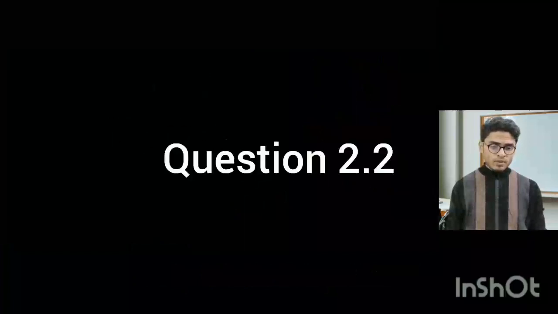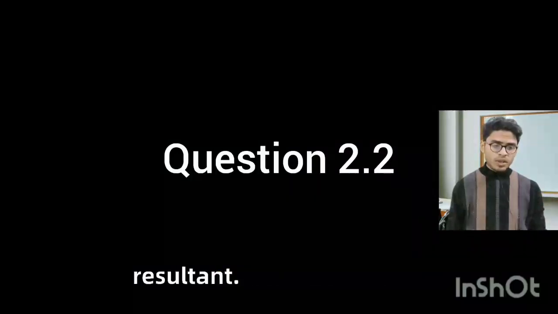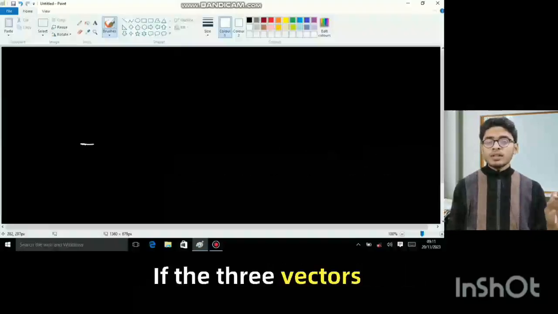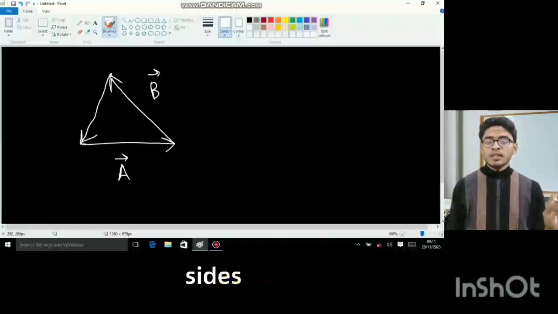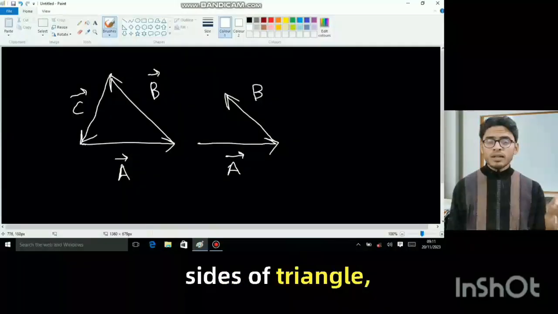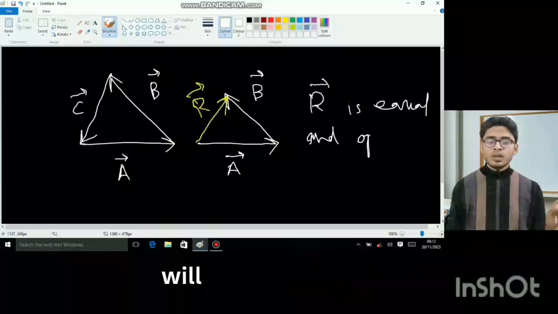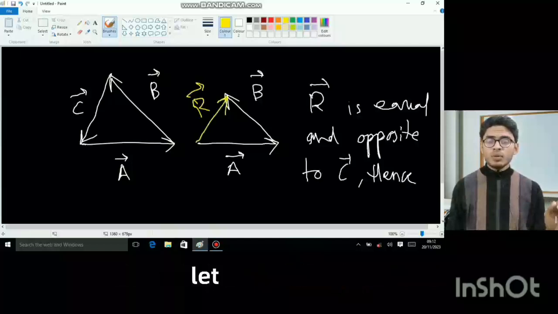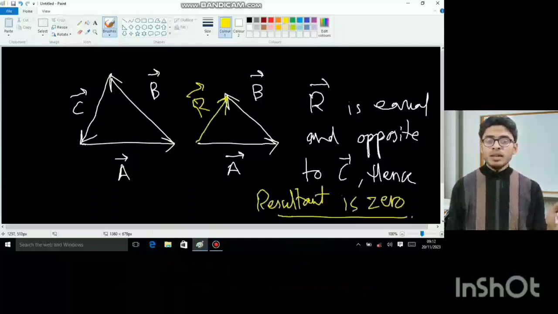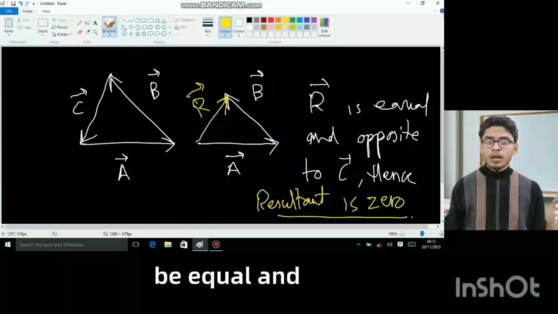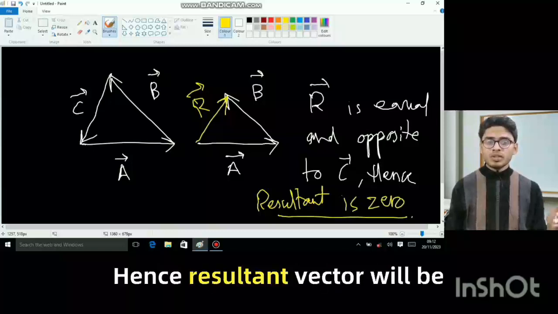Vector sum of three vectors gives a zero resultant. What can be the orientation of the vectors? If the three vectors are represented by the sides of a triangle, then the sum of these vectors will be equal to 0. Like the vectors A, B and C, here the resultant of vector A and B will be equal and opposite to the vector C, hence the resultant vector will be 0.